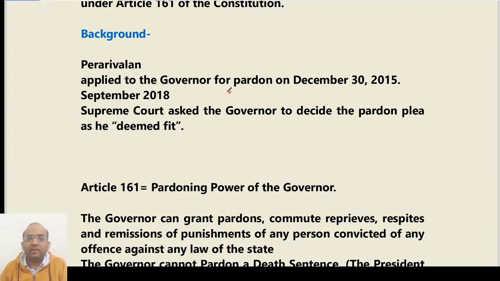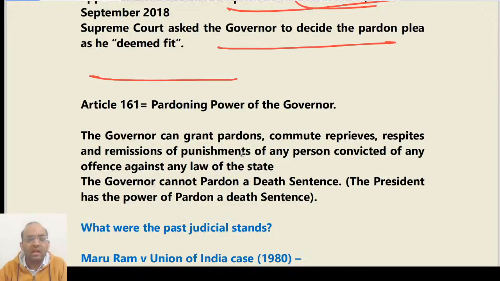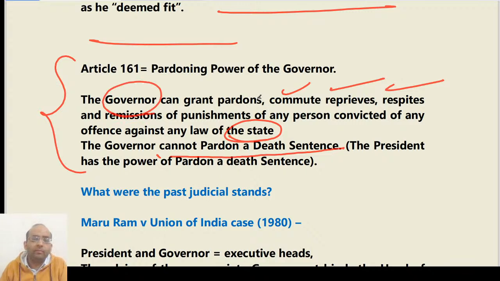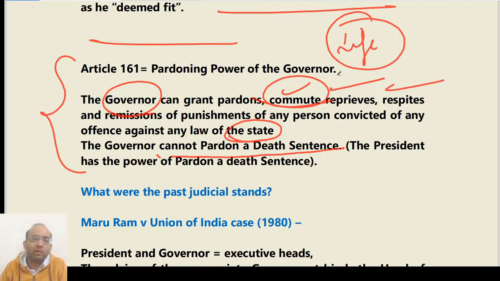So he appealed to the governor for pardon in 2015, and governor has not decided yet. And basically pardon power, I think you all know about that. Governor has power for state laws like pardon, commute, remit, respite, etc. But governor cannot pardon a death sentence. In this case, governor can commute the death sentence of the convict. It can reduce the death sentence. It can change the sentence from capital punishment to life term punishment. He has the power of commute but does not have the power of pardon.